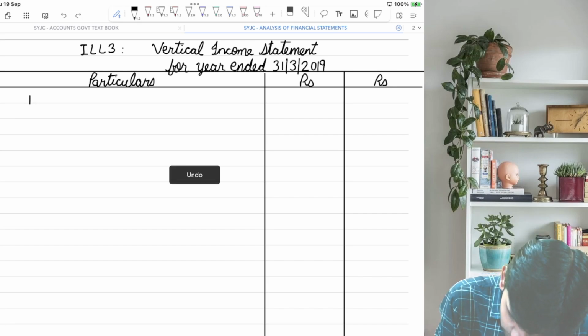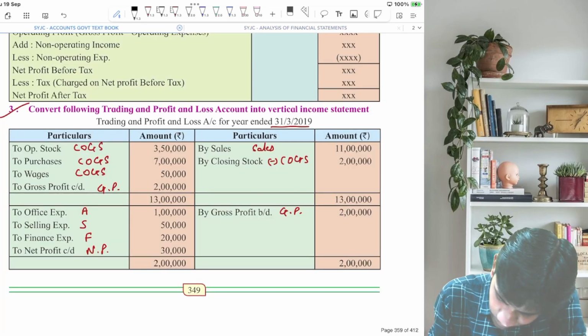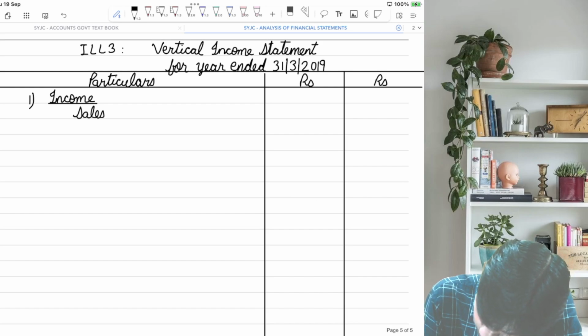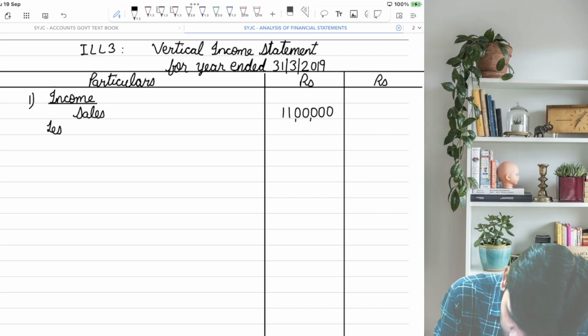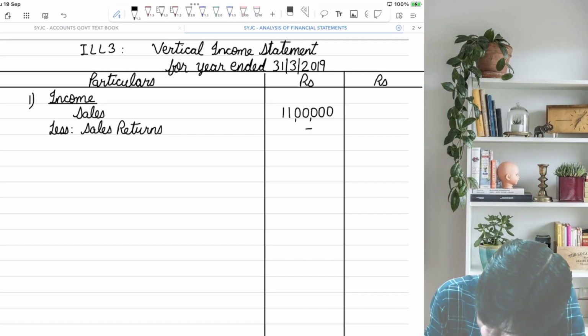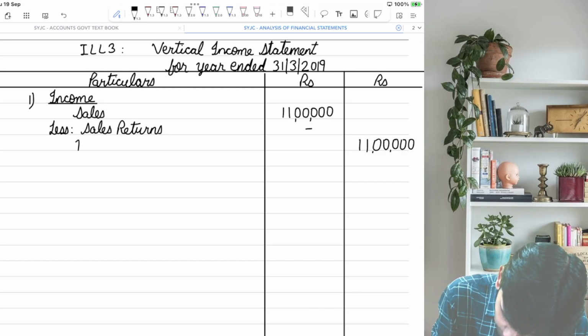Let's start with number 1, income. We have sales, how much? 11 lakh. Less sales returns, not given. Better if you write a dash, and you get 11 lakh, which is net sales.